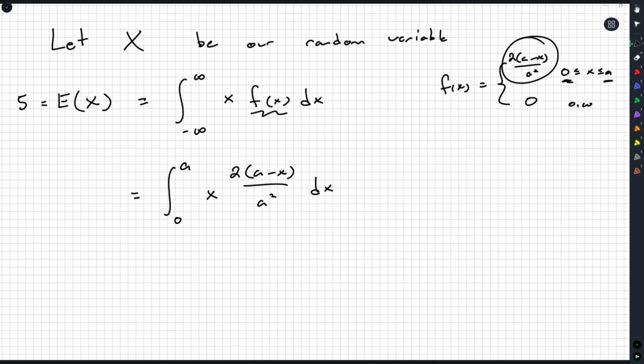Okay. Now that looks like a lot, but what we can do is factor out the 2 over a squared, because they're just constants. Just pull that out. And then we've got x times a, so ax, minus x squared. This is a nice polynomial. I don't know what a is, but it's a constant, and this is a lot easier to work with. Okay, I'm running out of space, so we're going to move back over here.